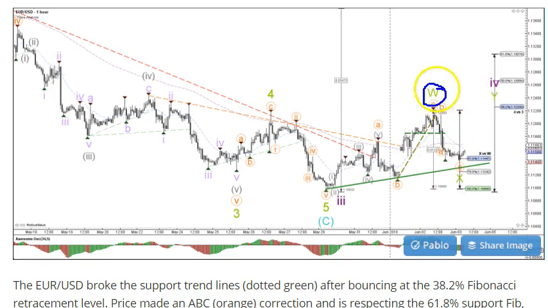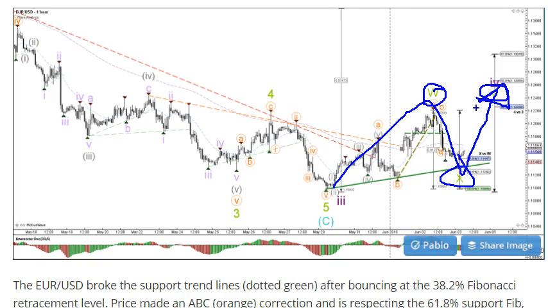So I labeled the WXY expecting upside, because that, of course, leads us to believe that this will happen if you label it that way, right? That's the wave analysis that I did. This is what I expected for the euro dollar, upside, all right? That was my guesstimate before NFP.